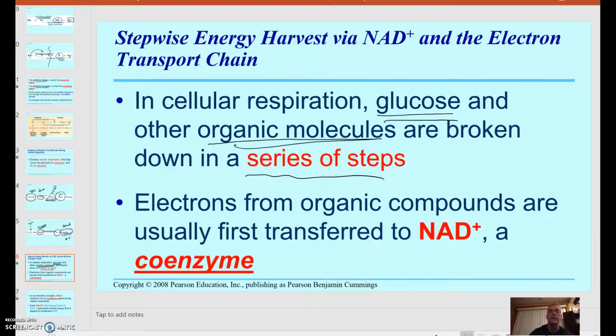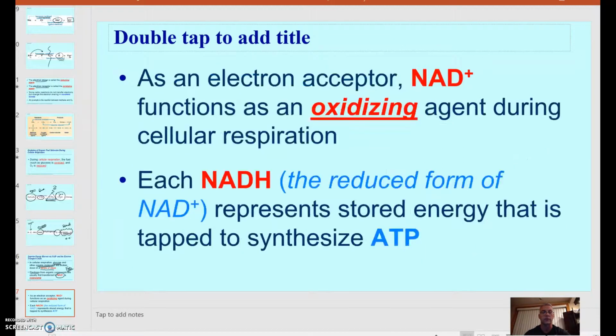And what we find is that the electrons from the organic compounds are usually going to be transferred to this oxidizer, NAD. Now, we also have some other oxidizers that show up. For example, when we get to the Krebs cycle, we see FAD, which is a close relative to the NAD molecule, also serving as an oxidizing agent, something that would be able to grab and take hold of those electrons. So, as an electron acceptor, NAD is an oxidizing agent during cellular respiration.